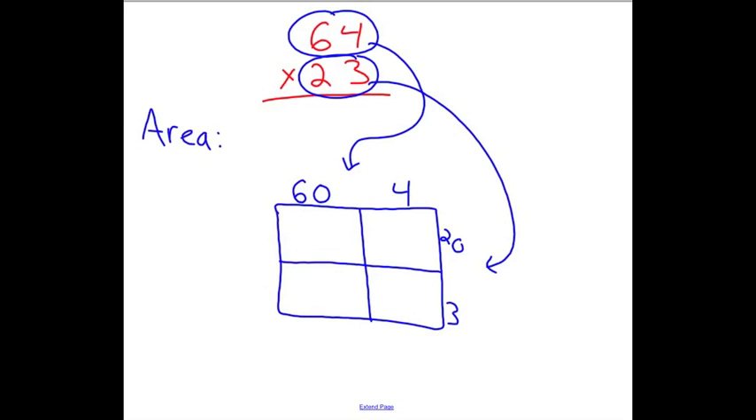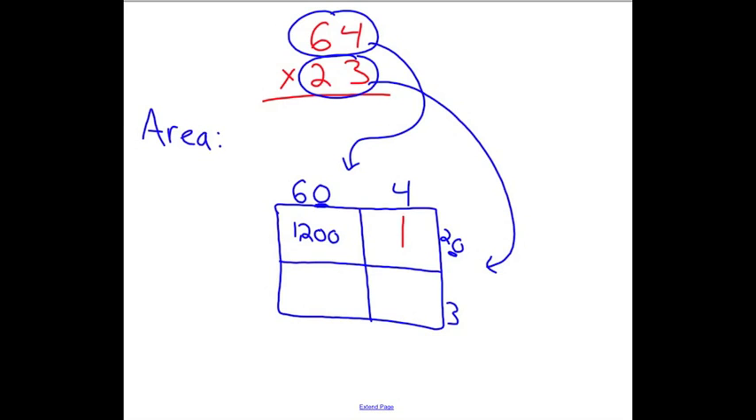Okay? And just like in lattice, I look for intersections. This box is the intersection of 60 and 20. So I use math facts and zeros to solve 60 times 20. 6 times 2 is 12, and I have to add 2 zeros, one for the 0 in 60, and one for the 0 in 20.